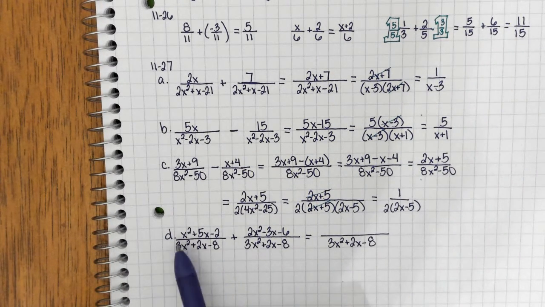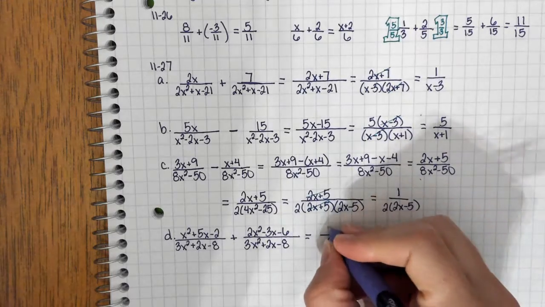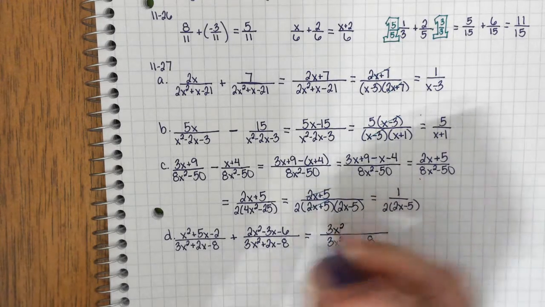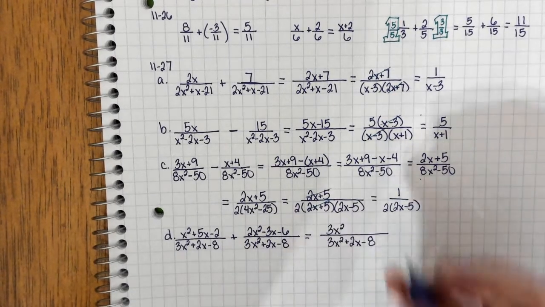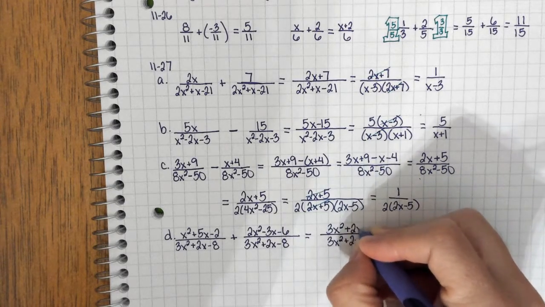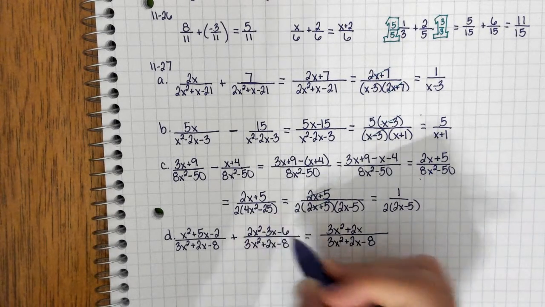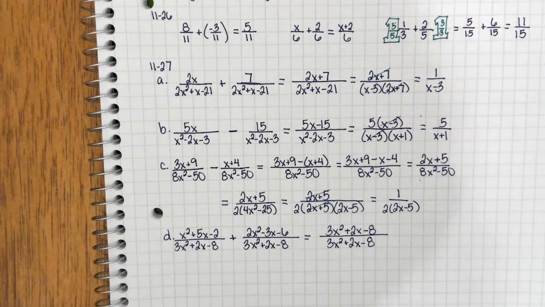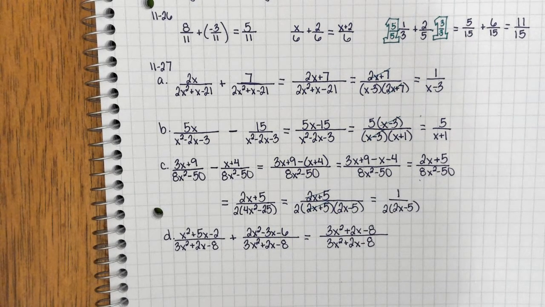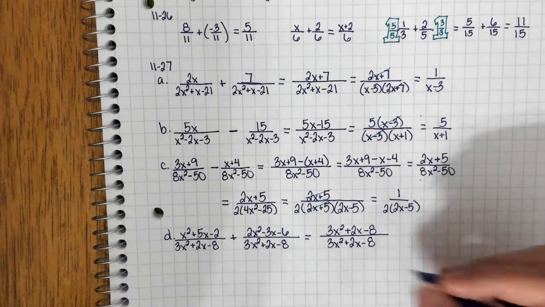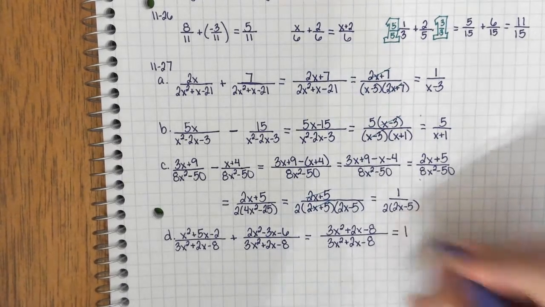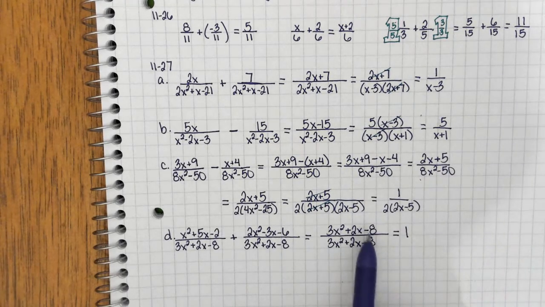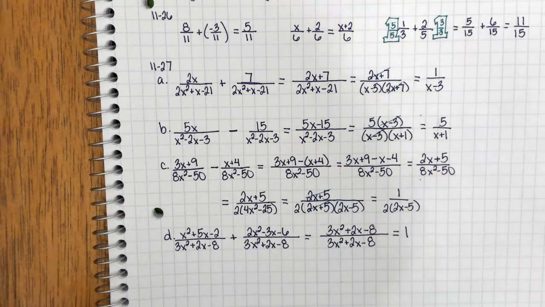Here, adding, so x squared plus 2x squared, I get 3x squared. 5x plus negative 3x is 2x. Negative 2 plus negative 6 is negative 8. What do you notice here? So without factoring, this just simplifies to 1. The numerator and denominator are the exact same.